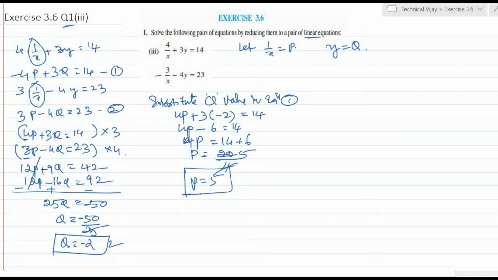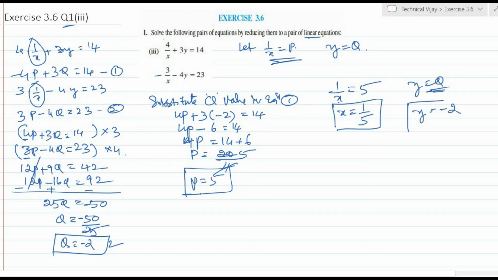Okay. So now whatever we have assumed, 1 by x is equal to p. So 1 by x is equal to p, which means 5. So x is equal to 1 by 5. x goes here and 5 comes here. So x is equal to 1 by 5. And y is equal to q, as we have assumed. So whatever q value is there, that will become y. So y is equal to minus 2. So x is equal to 1 by 5, y is equal to minus 2. These are the solutions.